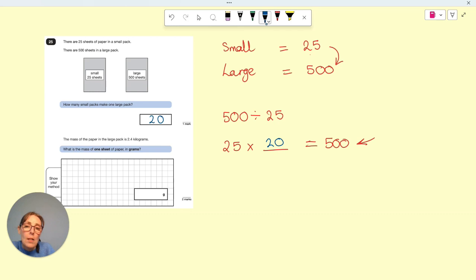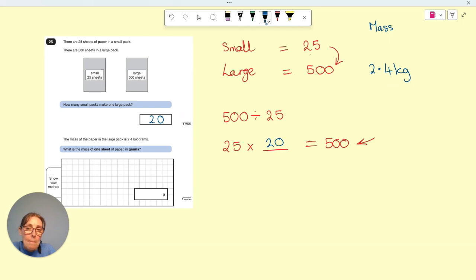And then it says the mass of the paper in the large pack is 2.4 kilograms. What is the mass of one sheet of paper in grams? Goodness me. The mass of the paper in the large pack is 2.4 kilograms. Let's put the mass up here. What is the mass of one sheet of paper in grams?